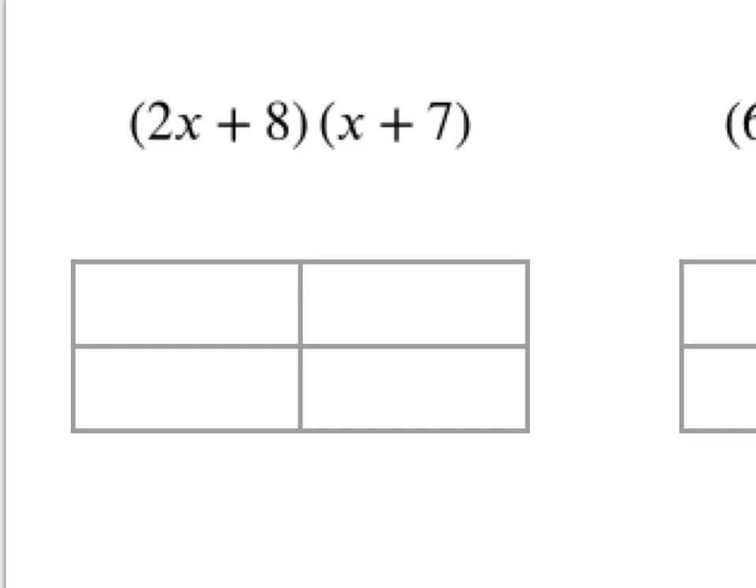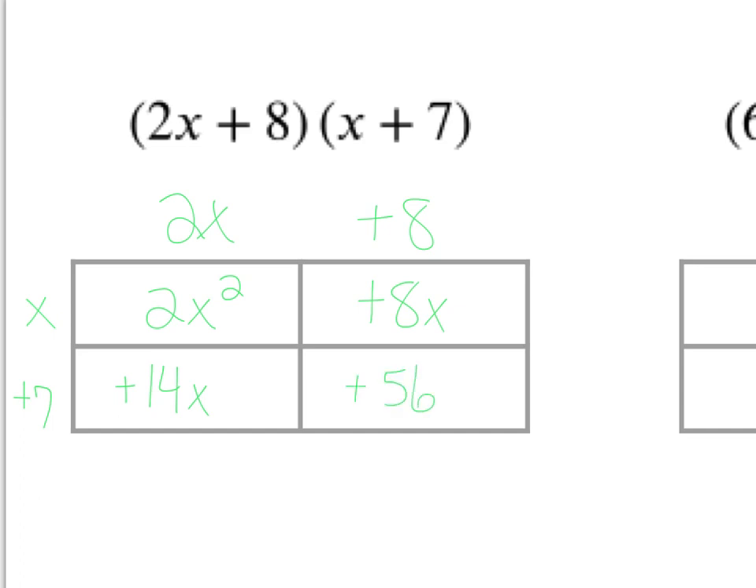This time I'm multiplying 2x plus 8 times the binomial x plus 7. The coefficients, the signs can all be different, but it is always done the same way. So I'm going to write 2x plus 8 along the top. I'm going to write x plus 7 along the side. So x times 2x is 2x squared. X times 8 is a positive 8x. 2x times 7 is 14x. That's a positive. And 7 times 8 is a positive 56.